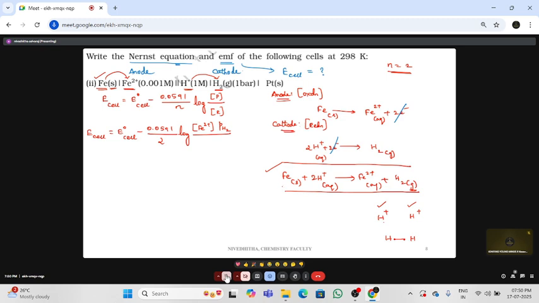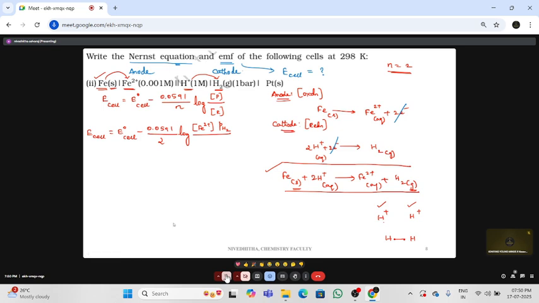What are all the reactants? Fe and 2H plus. Okay, and here iron is in solid state. Last class we have discussed for any solid or for pure liquid, the concentration will be 1. So a concentration of iron, which is in solid state, got a concentration as unity. So it is going to be 1.